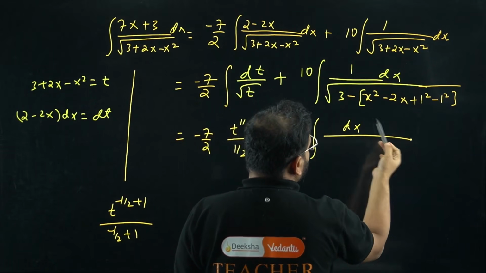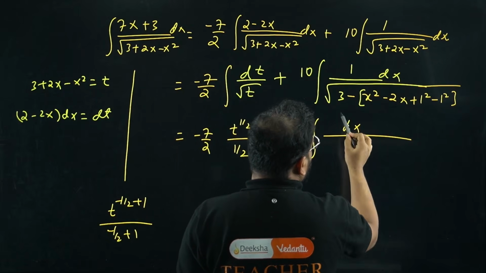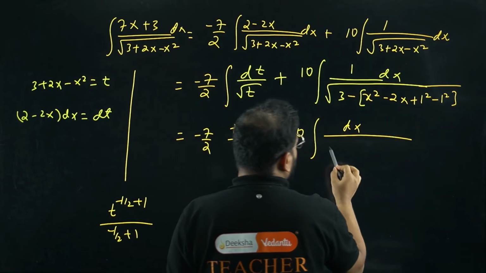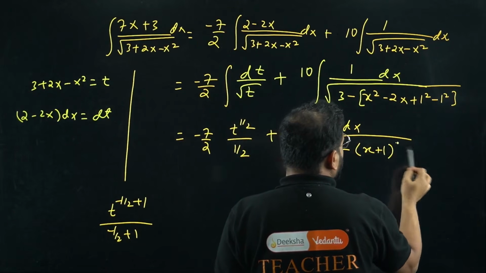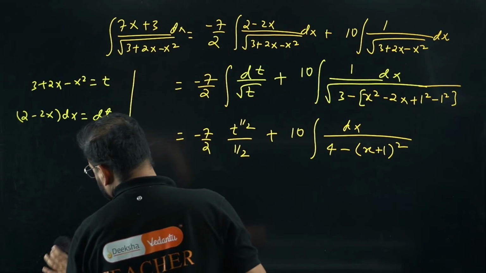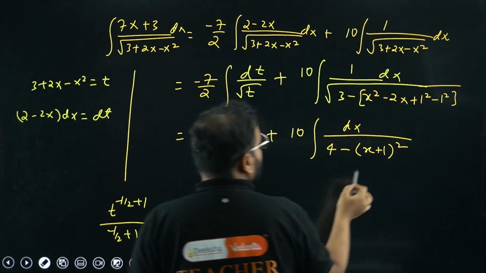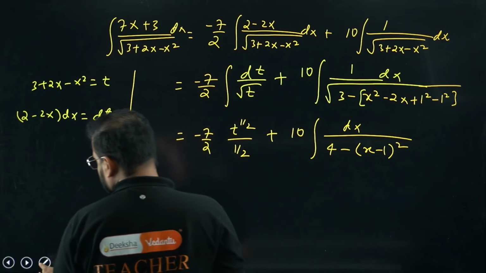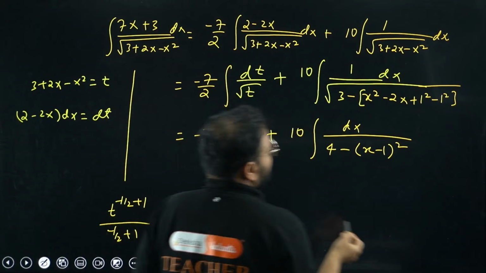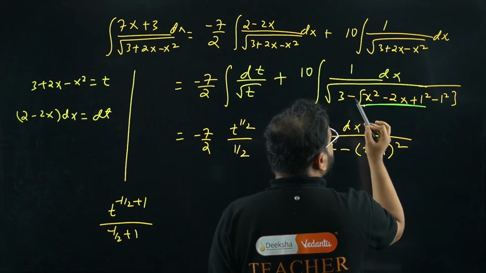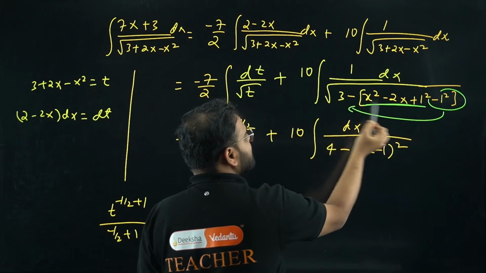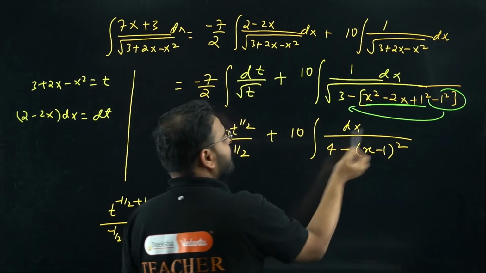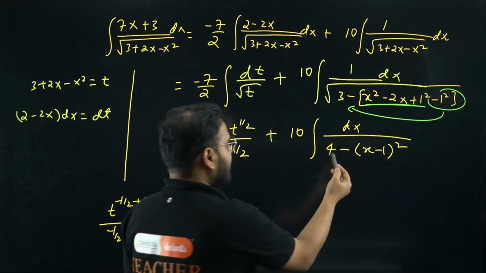I'll have over here dx upon, have a look, 3, and I'm going to take this out. It'll become 4 minus x minus 1 the whole square. Not plus, minus 1 the whole square. I'll show you why. So this will be x minus 1 the whole square, and this minus 1 will come outside. It'll become plus 4 now because of this minus sign. So minus becomes plus, 3 plus 1 will be plus 4. That's why I have written plus 4.